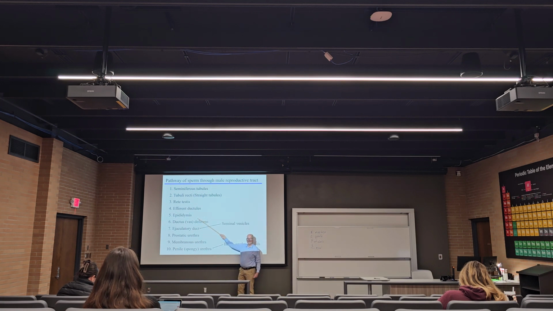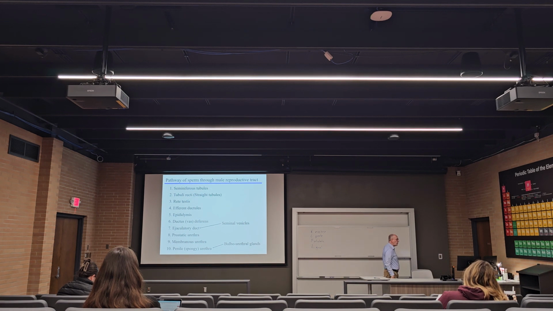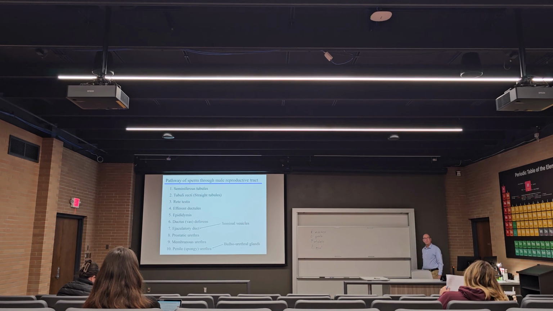So the epididymis is a tube along the back of the testes where the sperm are stored. The ductus deferens is there to take the sperm up into where they will combine with the ejaculatory duct. All right, so that is the pathway of the sperm making its way through.